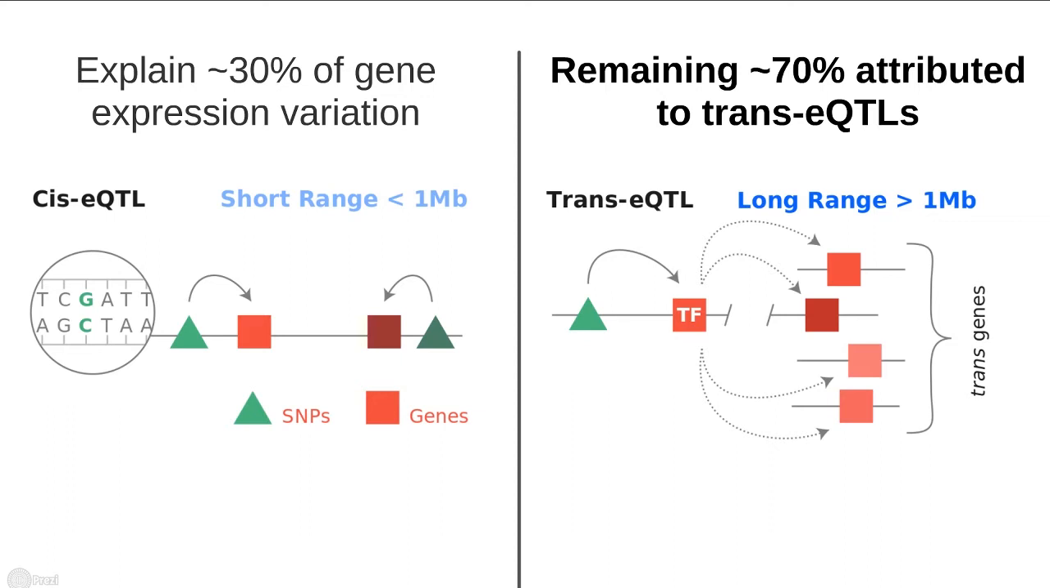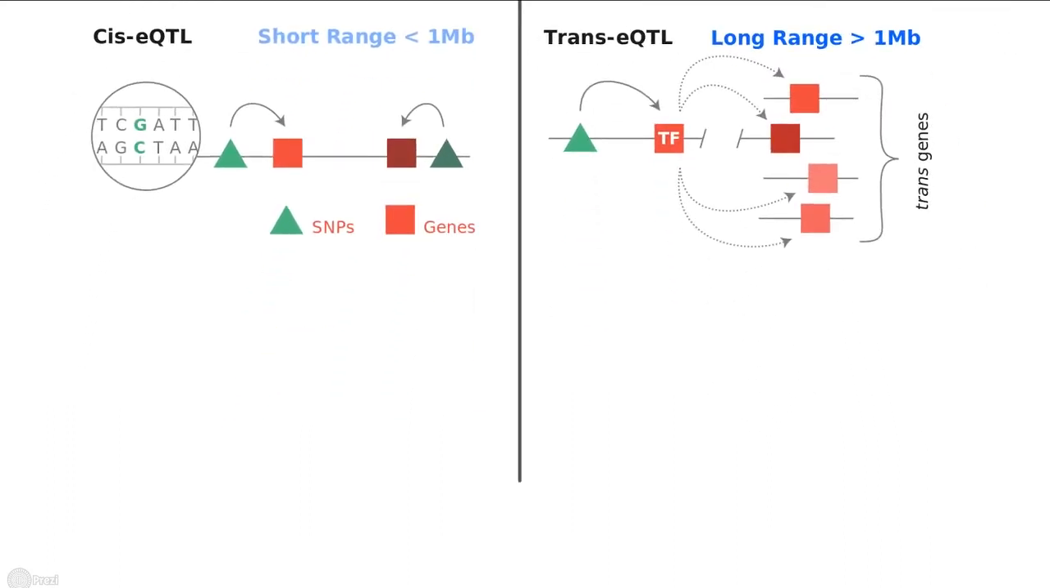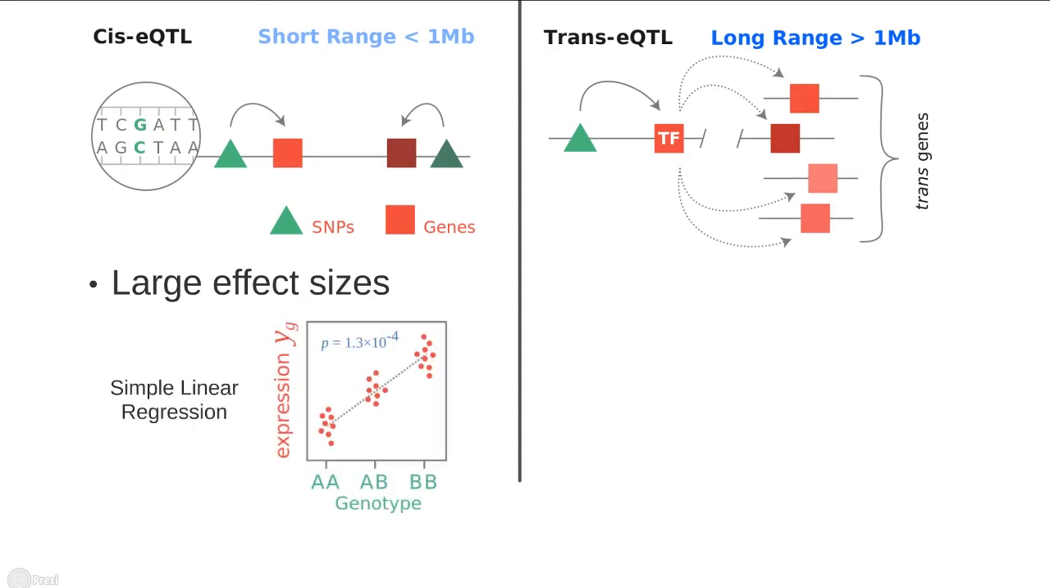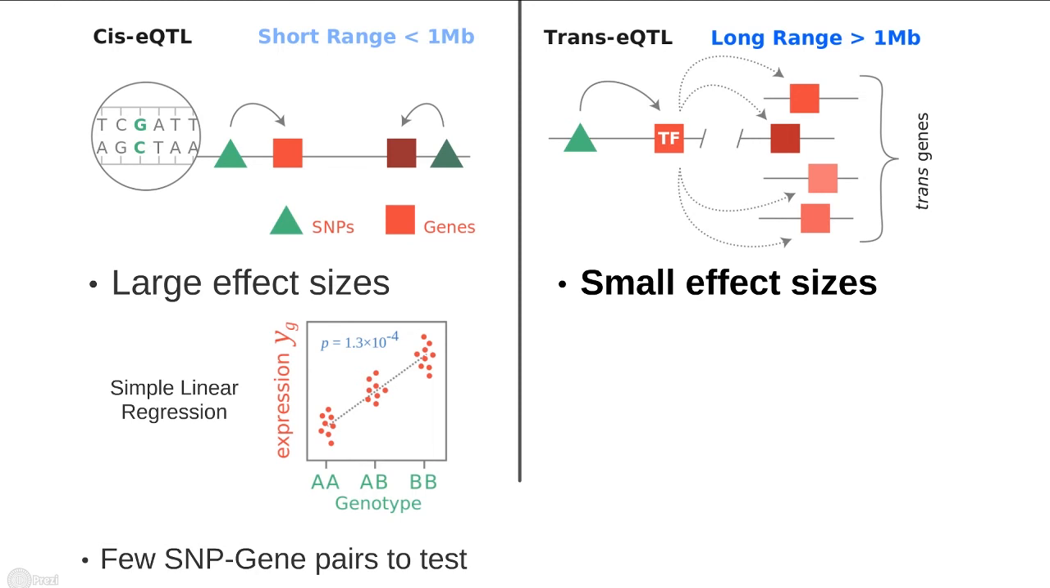The discovery of cis-eQTLs is quite straightforward. Because they often have large effect sizes, it's easy to find them by simple linear regression of a SNP's genotypes and the target gene expression. And because only genes in the vicinity are considered, there are only a few SNP-gene pairs to test. On the other hand, trans-eQTLs have typically small effect sizes, making them hard to detect.